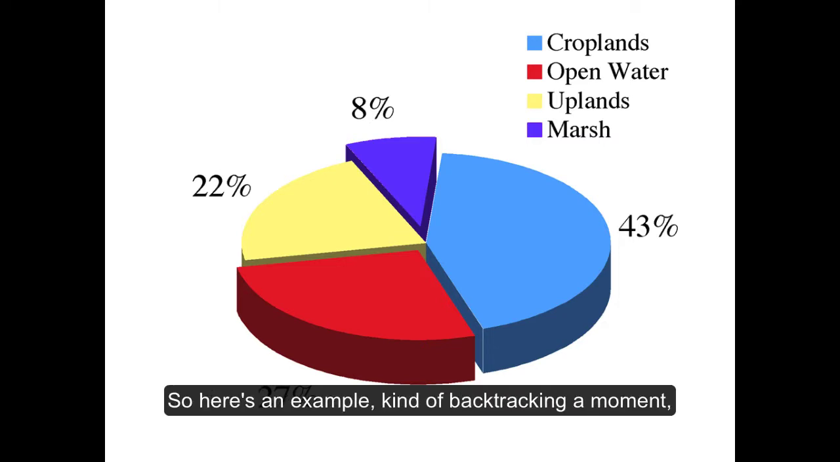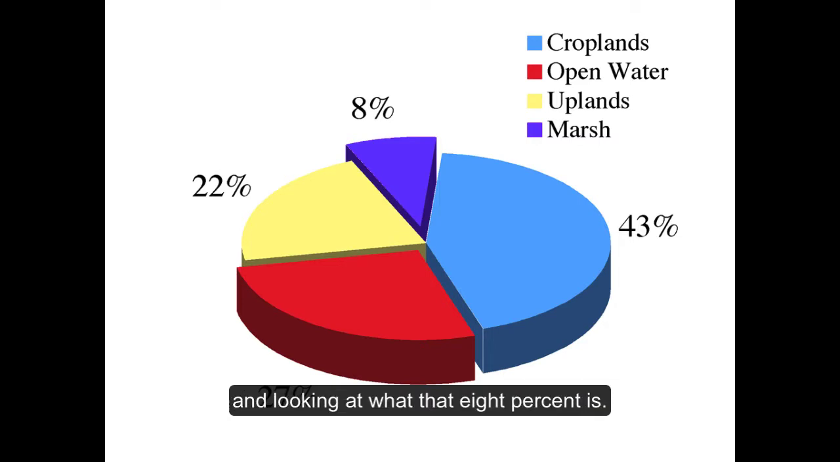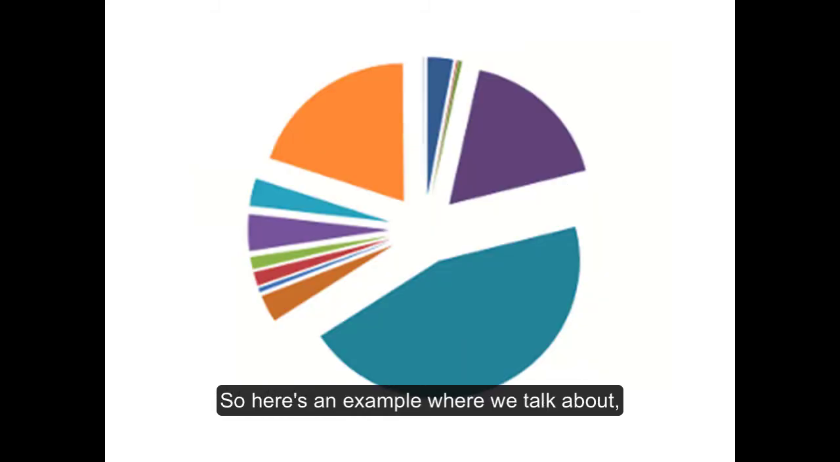So here's an example, backtracking a moment and looking at what that 8% is. So 8% looks pretty large there because of the way that we've got this exploded. Distorting reality is not always good. So here's an example where we talk about almost a cluttered. If you look at all of these tiny pieces, this becomes a problem because the slices get too thin and it's harder to read. It takes a lot longer to read than what it's supposed to. So be careful with those super, super thin, tiny slices, and like I said, combine them into some sort of an other.